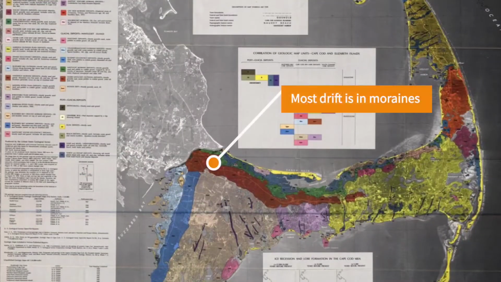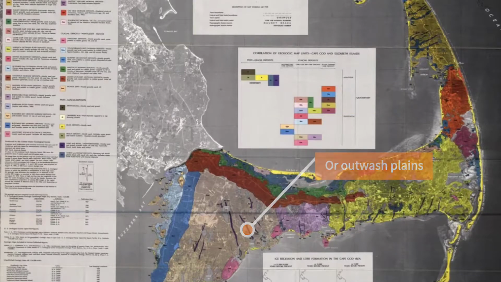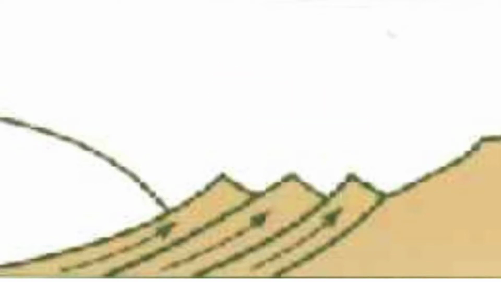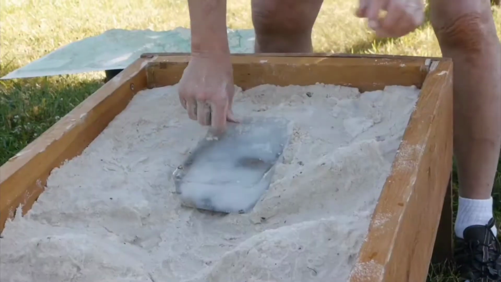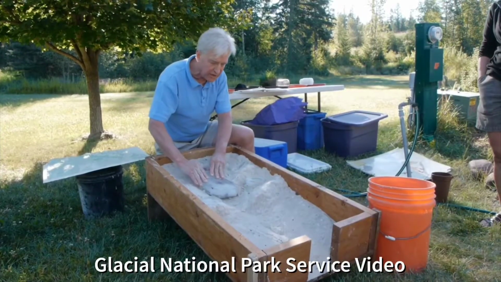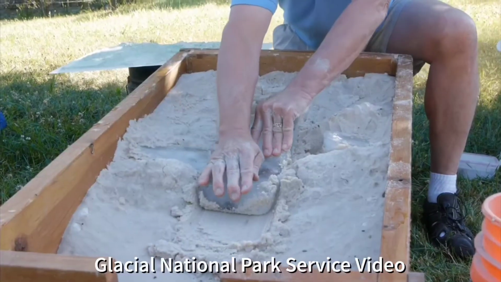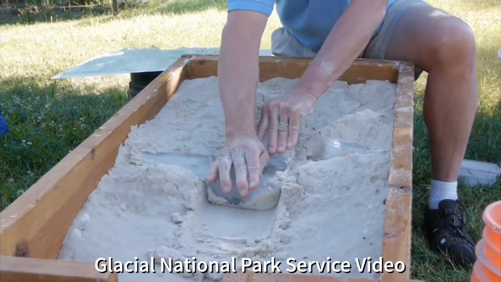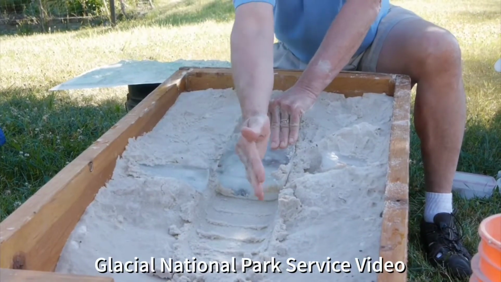Seen here, most drift on Cape Cod has been fashioned into either moraines or outwash plains. Moraines are ridges of earth formed by moving ice. Most moraines are formed when the ice front remains more or less in the same place because the advance of the glacier is balanced by the melting of the ice front. When the debris falls free of the ice, it accumulates along the ice front, much like the material at the end of a conveyor belt.